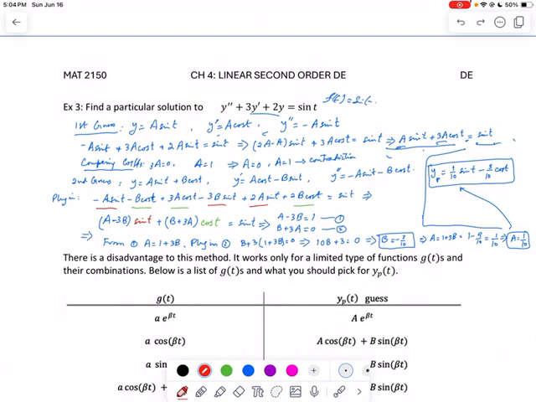Continuing with section 4.4, we are now looking at this example where f of t is equal to sine of t. And as from before, what we have learned, probably a times sine t would be a good guess for the particular solution. So we start with that. This is our first guess, y is equal to a sine t. We find the first derivative and then we find the second derivative.